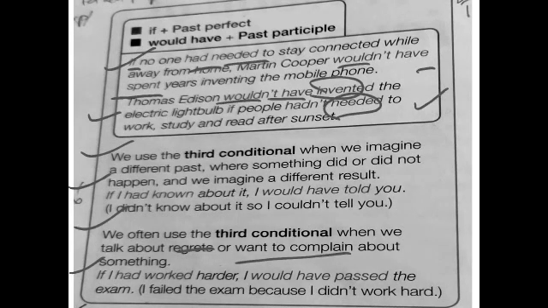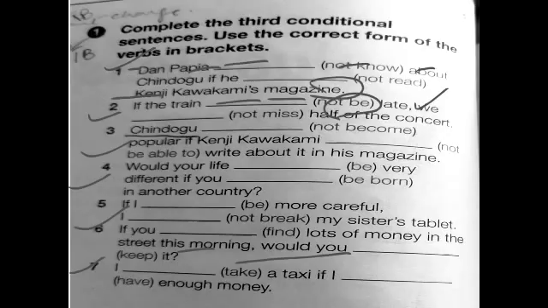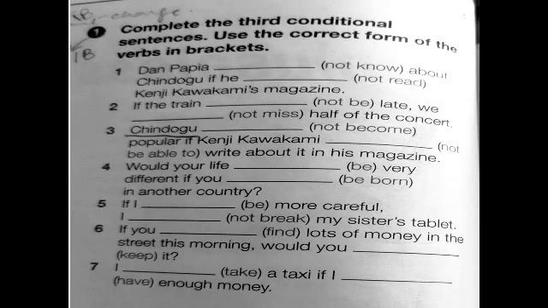We have discussed the structure of the third conditional, and then discussed the function of the third conditional. You're quite familiar with it, and this lecture is for the sake of revision and recap. Now come to exercise number 1. Complete the third conditional sentences using the correct form of the verb given in the brackets. Okay, we will do this exercise.